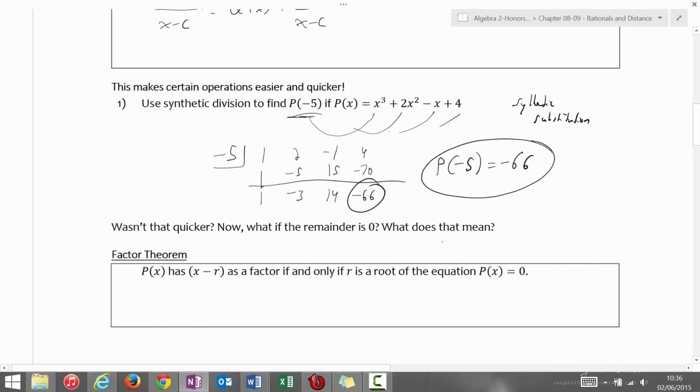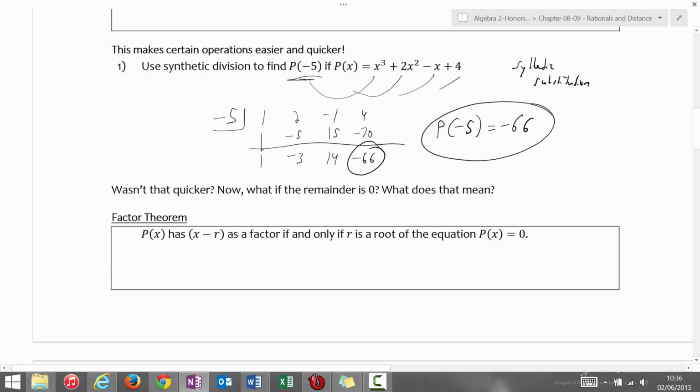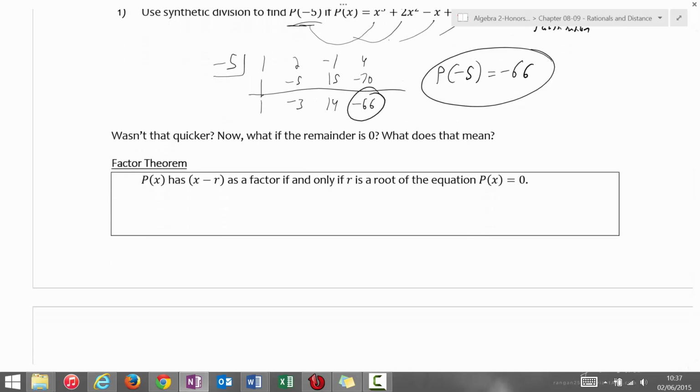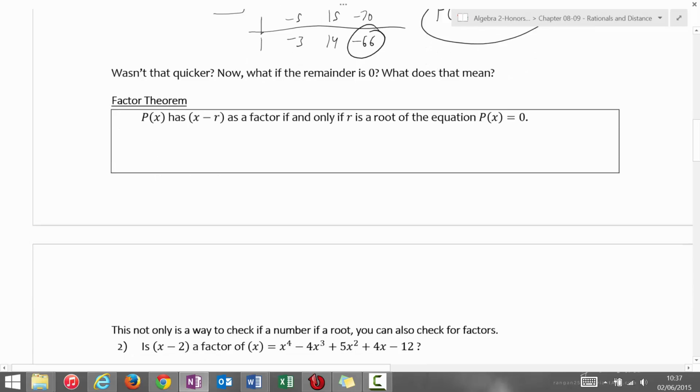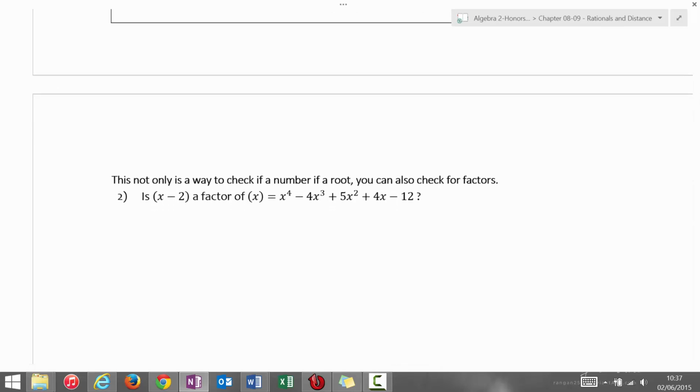If the remainder was 0, what does that mean? Now this remainder was not 0, but if I do have a remainder 0, we know something even more. Look at the factor theorem. If we have x minus r as a factor, that means that r is a root. And there's a root of the equation set equal to 0. This is not only a way to check if a number is a root, you can also check for factors.